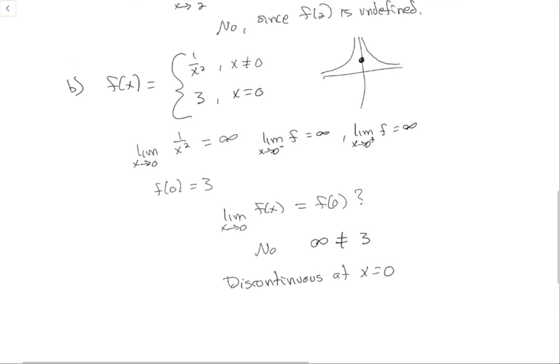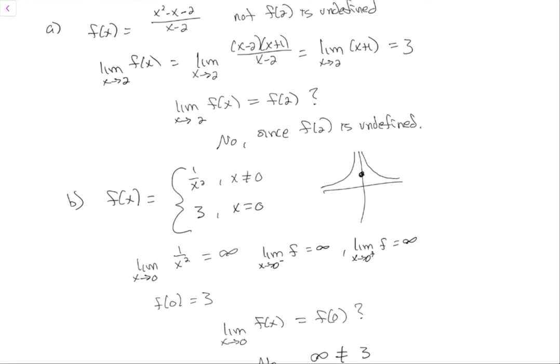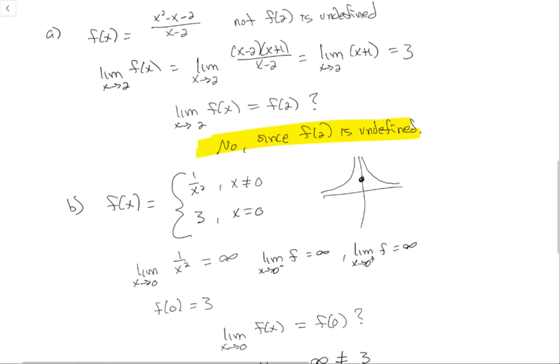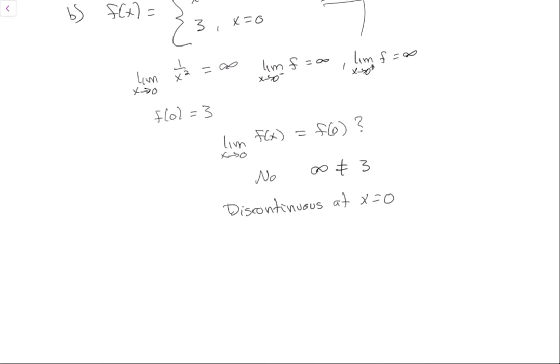Now, I didn't make that formal statement up here. I really should come back up to this prior example and say, the question was, where is each function discontinuous? So I'm just going to say, f of x is discontinuous at x equals 2. And then this one, we're discontinuous at x equals 0. Let's take a look at example 3.